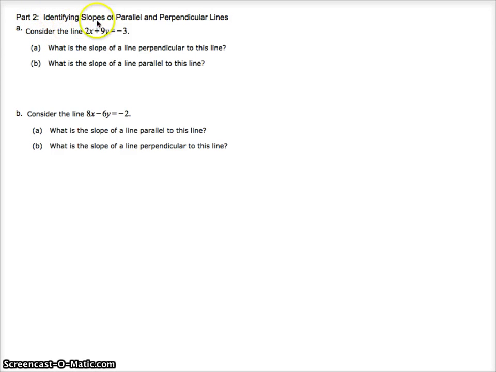We're going to be looking at identifying slopes of parallel and perpendicular lines. It says for part A, consider the line 2x plus 9y equals negative 3. What is the slope, and what's the slope of a parallel line? What's the slope of a perpendicular line? Before we can figure that out, we first need this guy in slope-intercept form.